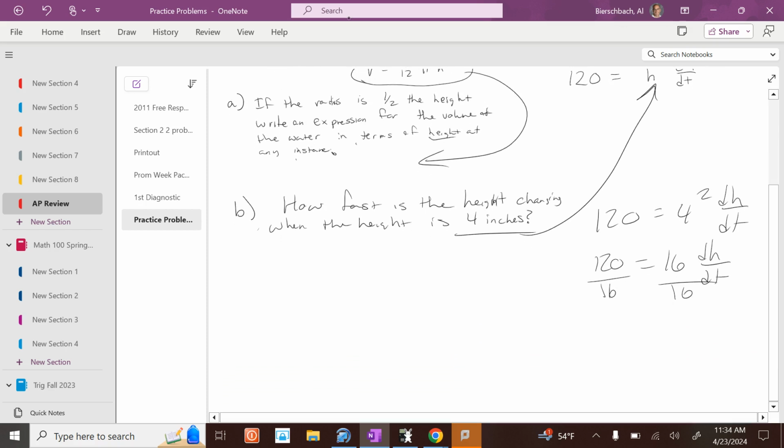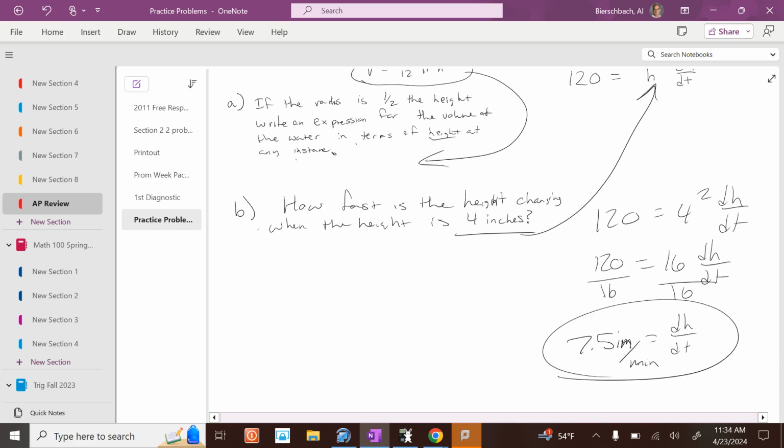What's 120 divided by 16? Yes, this is a calculator problem. You get to use your calculators this afternoon. Yep. 7.5 inches per minute. 7.5 inches per minute. What should you do on this problem? You should label, because that sure might count you a point. Okay?